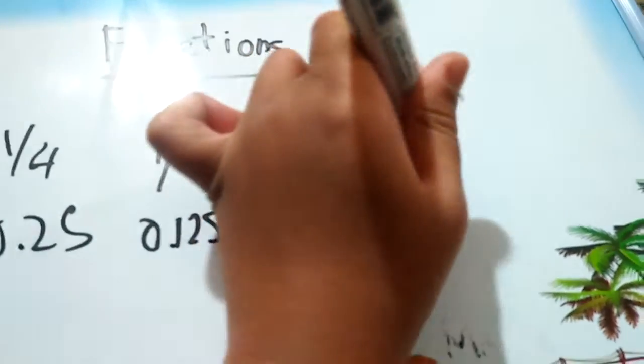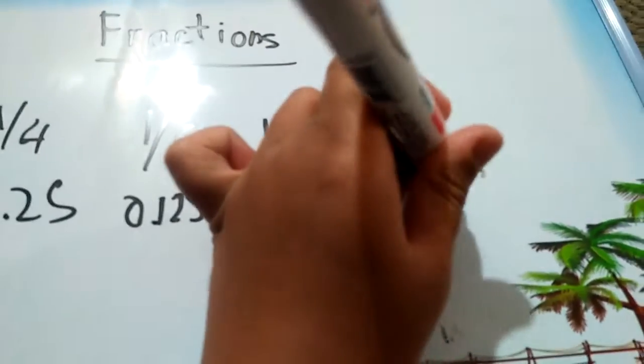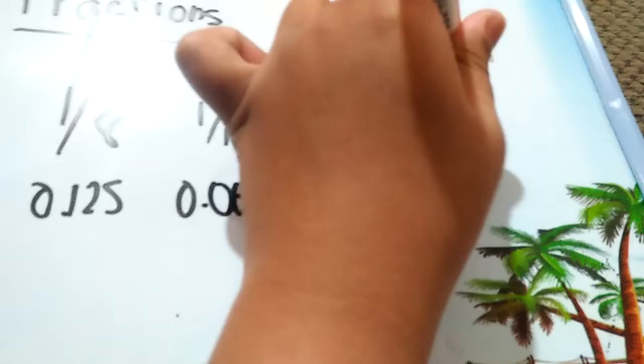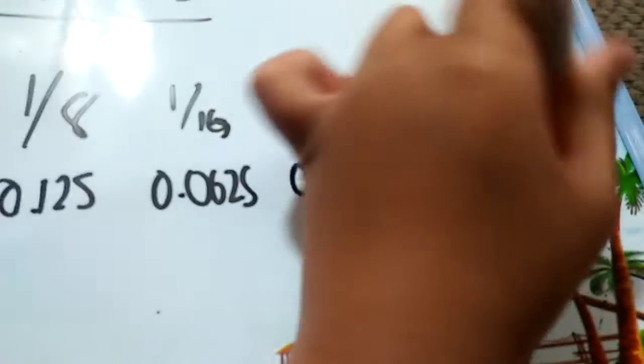And 1 divided by 32, that's 0.03125. And 1 divided by 64, that's 0.015625.